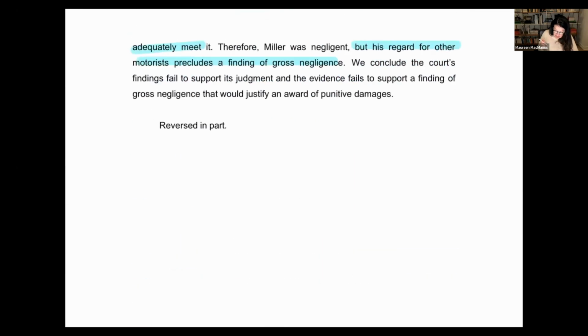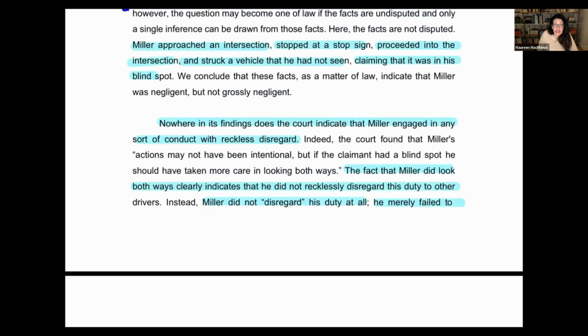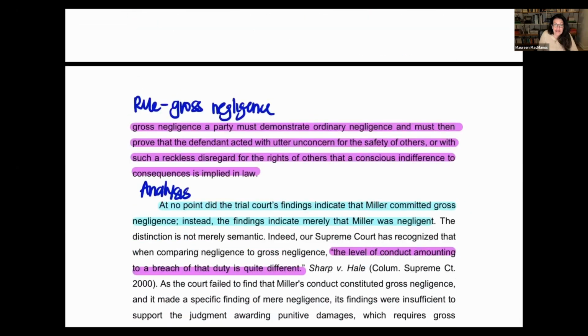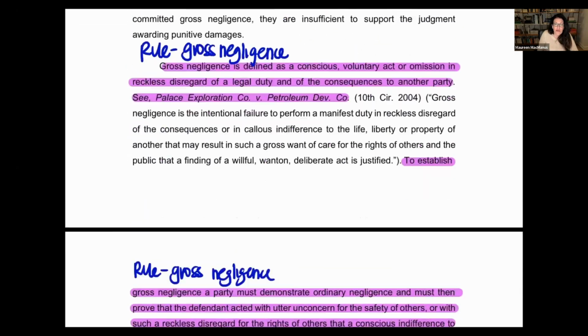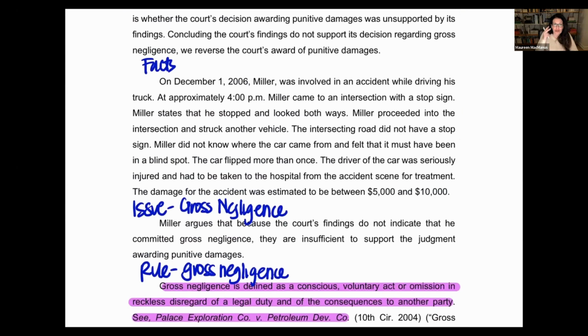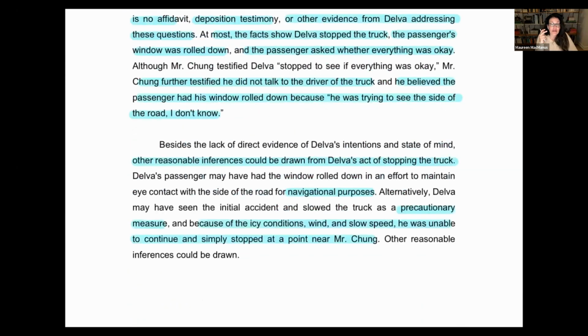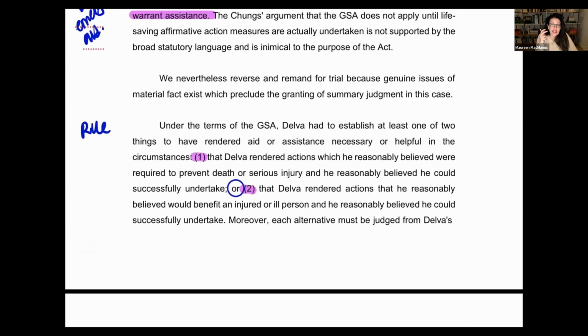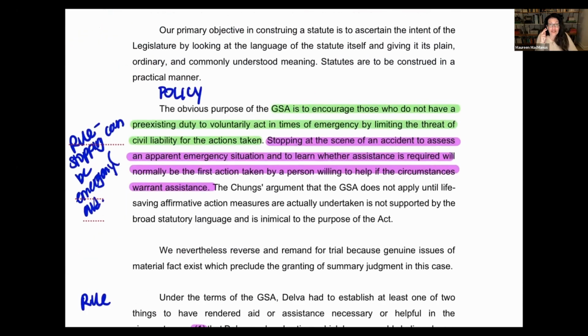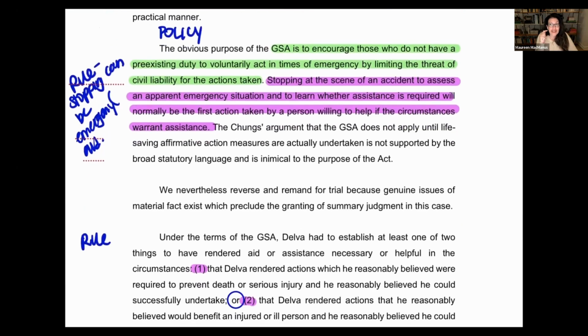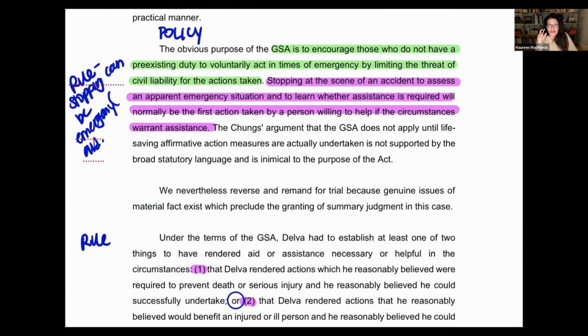Okay. And that's it for the library. So you can see here that there is less analysis. There's still a bit of rule, but this case is just dealing with gross negligence, which is the second issue. And the whole first case has a lot more analysis. So it looks like the first issue is the bigger issue. It's going to take me more time, but I still need to save time for the second part.